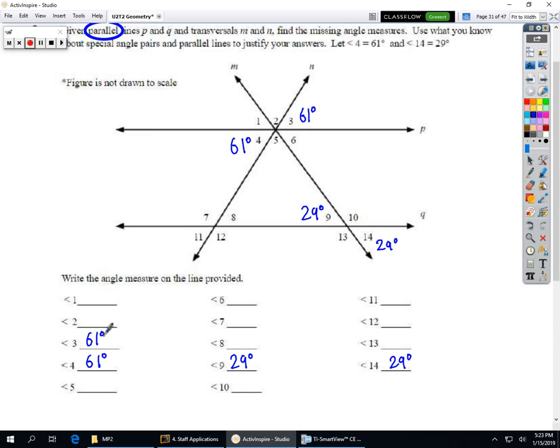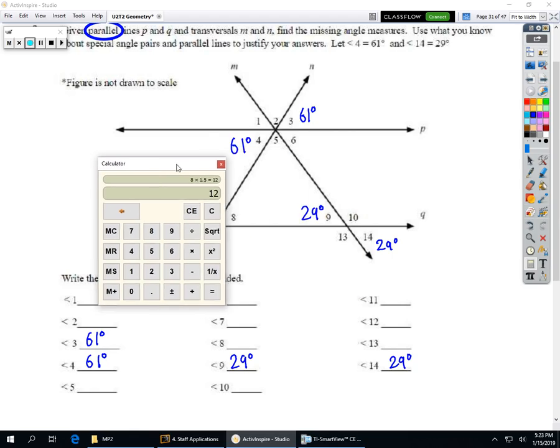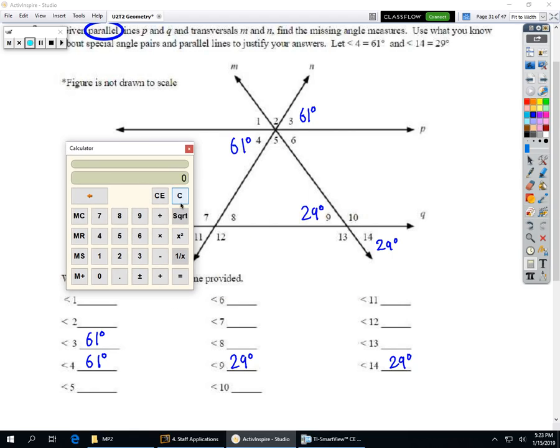After the vertical angles, next come the supplementary angles. Are there angles that add to 180? Yes. This one and that one must add to 180. In that case, I would subtract. 180 minus 29 is 151. That means this is 151 and this is 151. Angles 10 and 13 are both 151.